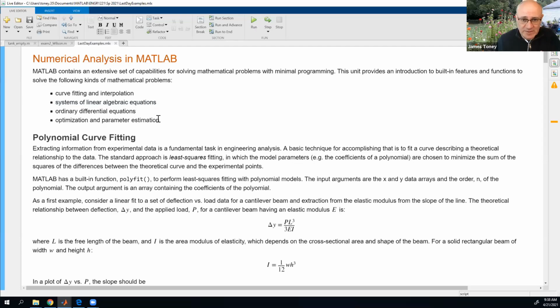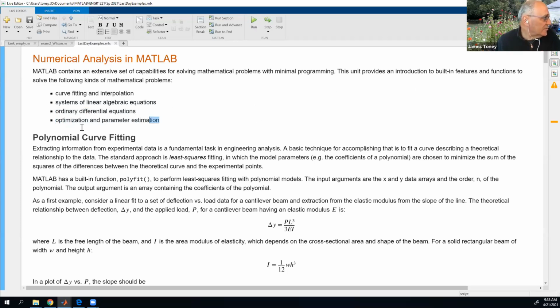They're not required for this exercise. They're extra credit problems. Knowing how to use it to solve ordinary differential equations, which is the other really fundamental thing that you'll do a lot of in your advanced courses. And then optimization and parameter estimation.